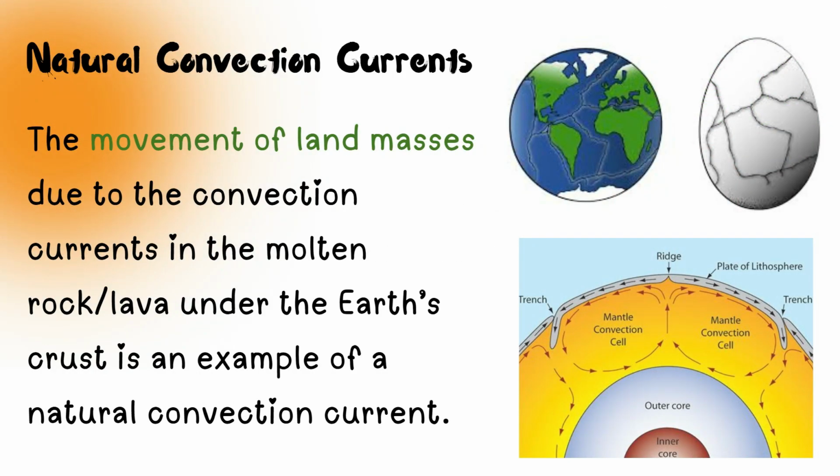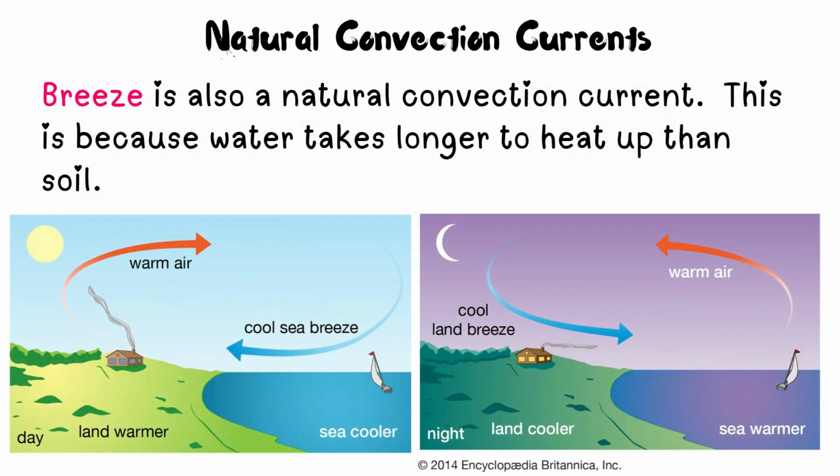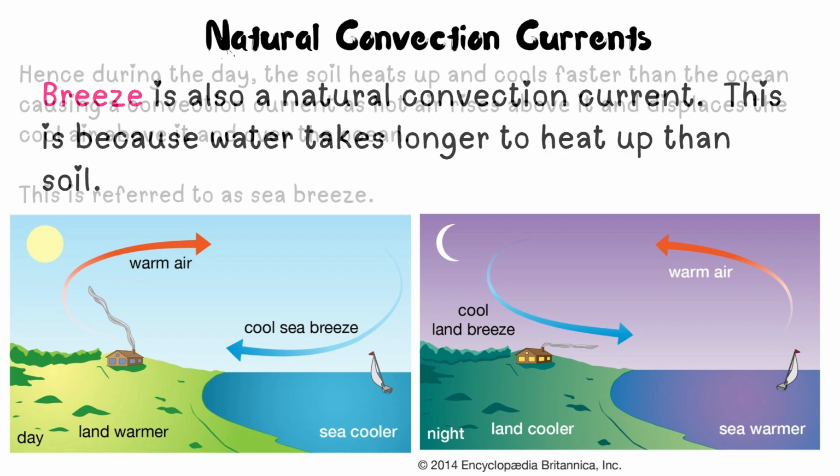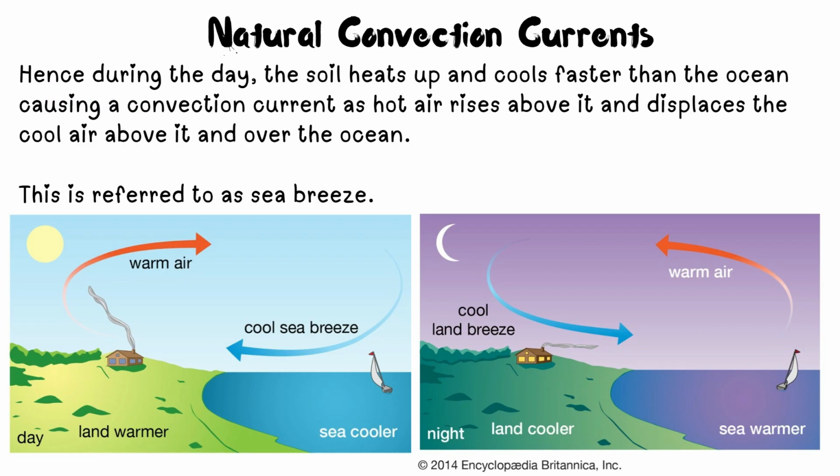Natural convection currents. The movement of land masses due to the convection currents in the molten rock or lava under the Earth's crust is an example of a natural convection current. Breeze is also a natural convection current. This is because water takes longer to heat up than soil. Hence, during the day, the soil heats up and cools faster than the ocean, causing a convection current as hot air rises above it and displaces the cool air above it and over the ocean. This is referred to as sea breeze.